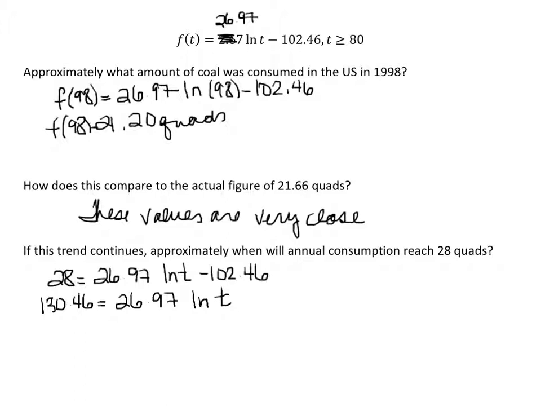From here, I'm going to divide both sides by 26.97. That's approximately equal to 4.837, but I'm going to leave this number in my calculator. From here, I need to use those rules of exponents. Remember, this is the log base e of this number equals t, so I can rewrite that as an exponent. e to the 4.837 will equal t.